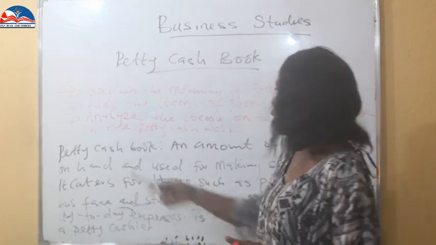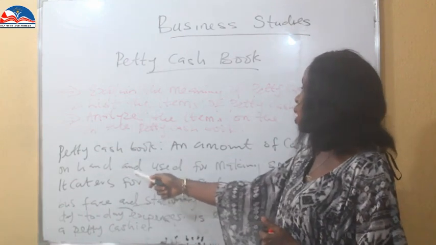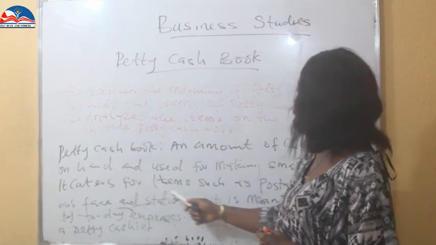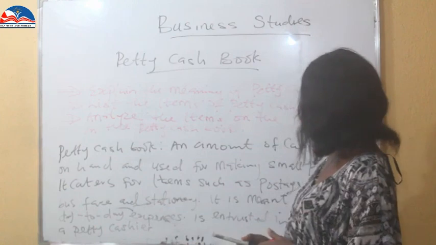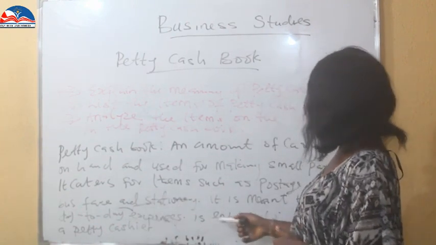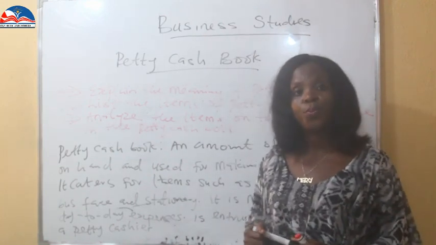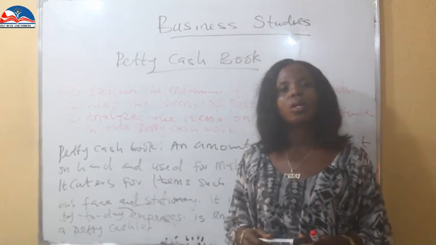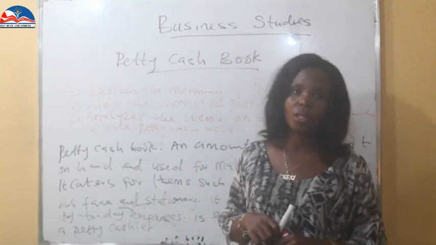Now, what do we have here? Petty cash book: an amount of cash kept on hand and used for making small payments. It caters for items such as postage and stamps, bus fares and stationery. It is meant to meet the day-to-day expenditures. It's entrusted in the hands of a petty cashier. That's just what I have just told you. Meant to take the everyday expenditure of the organization, and this is recorded by a petty cashier.